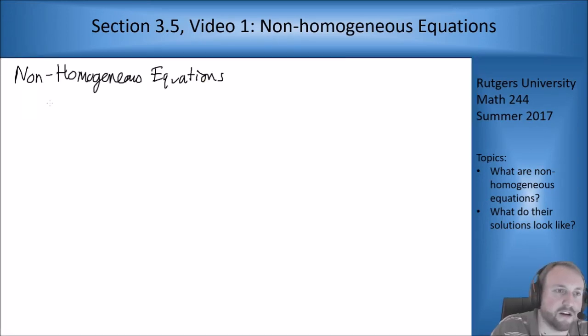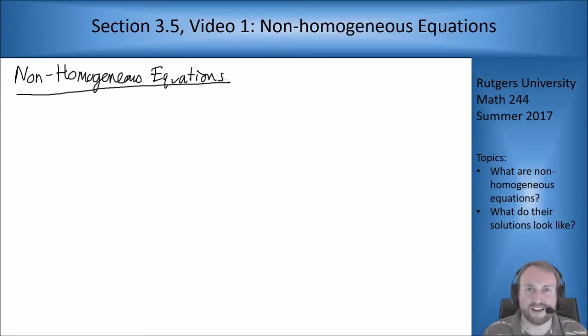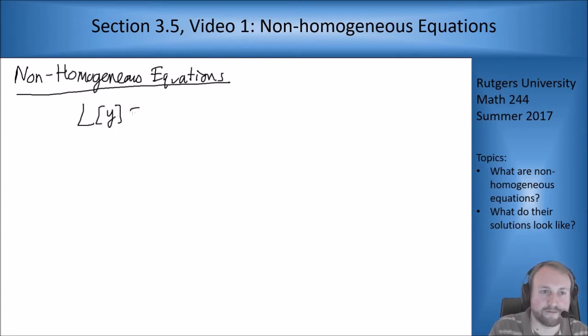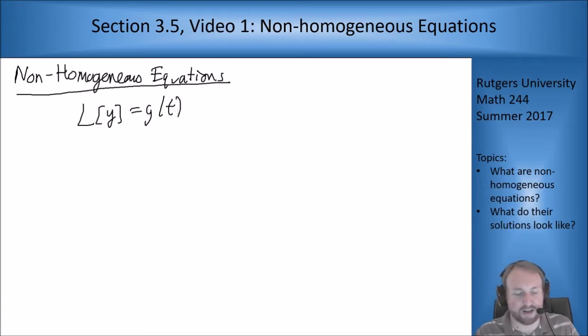So we're talking about here non-homogeneous equations. So going back to the notation we used before for this operator L, this seems to be looking at something of the form L of y equals g of t. So now we don't have a zero on the right-hand side anymore. We have some function g that we want to figure out.